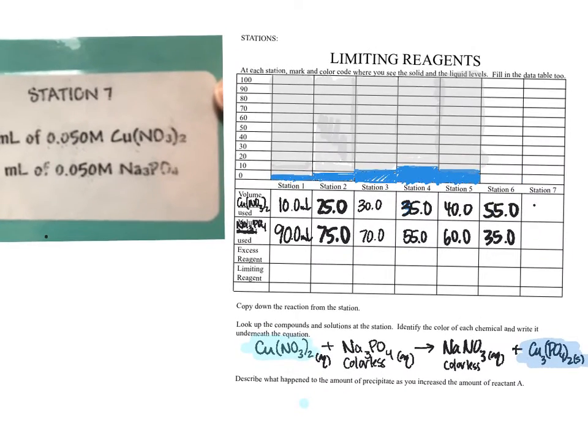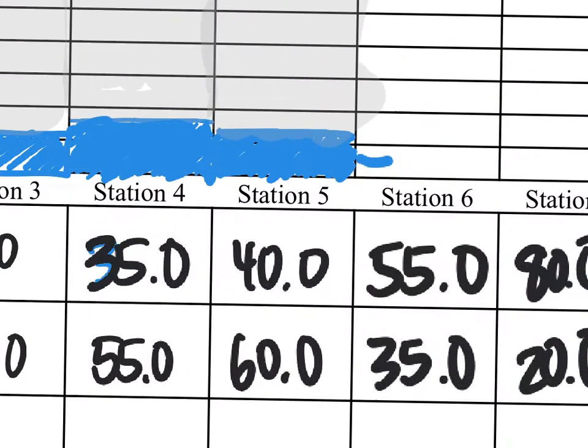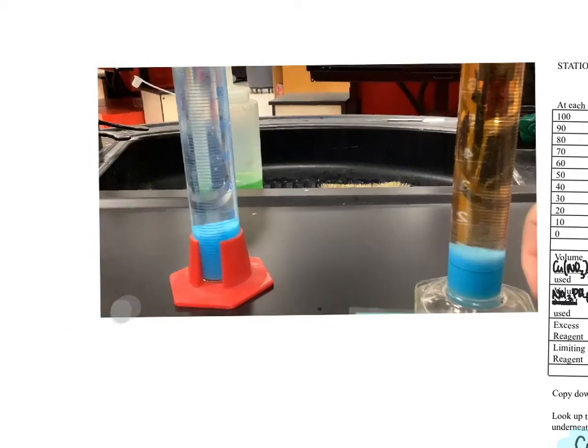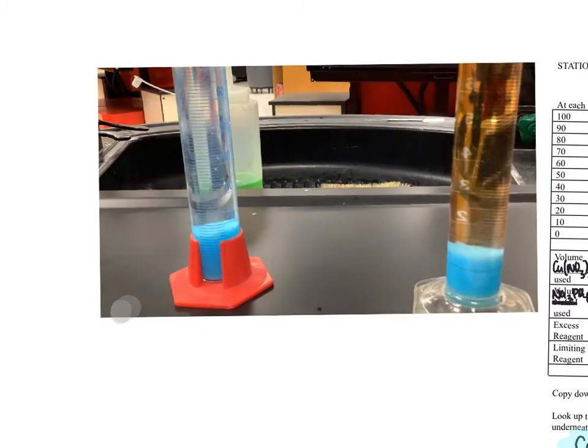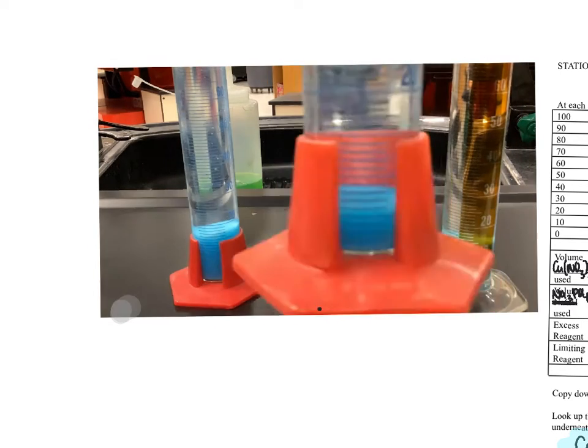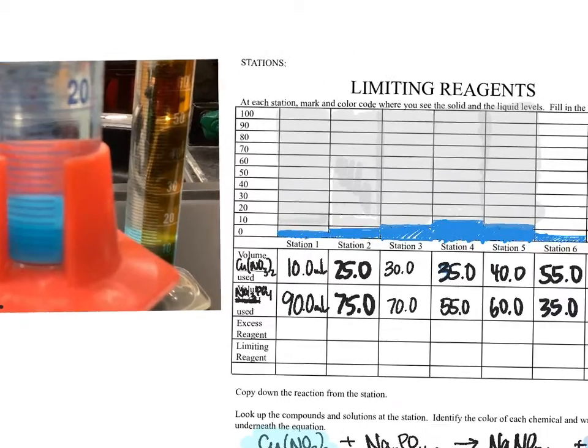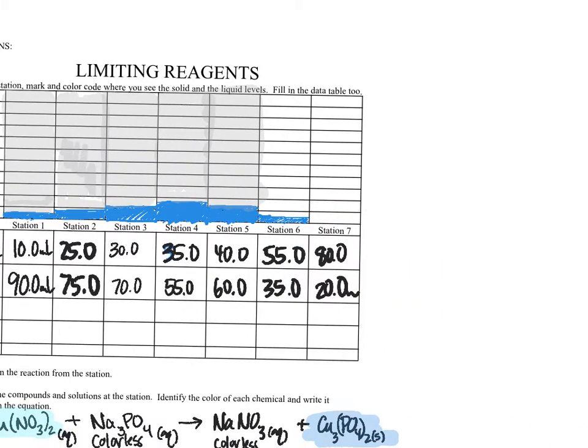80 and 20 for station 7. And we know that here our precipitate went way down, back down to like 5. And it may be hard to see, but on station 6, we're going to notice that it starts changing color up above. We're going to see that there is this light blue color up above it.